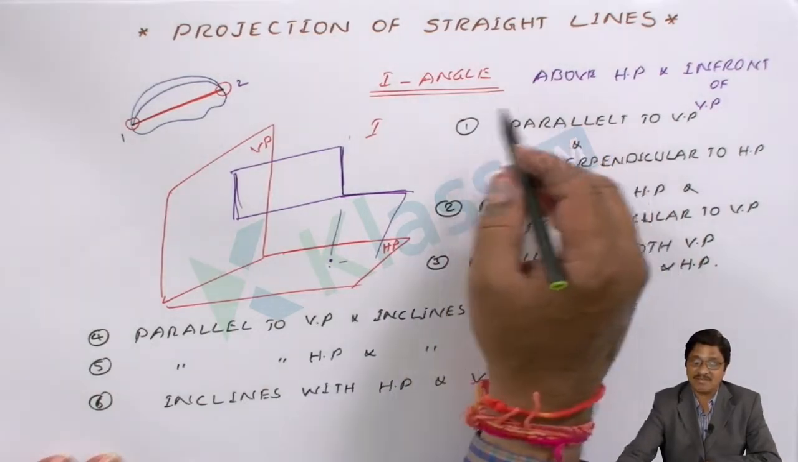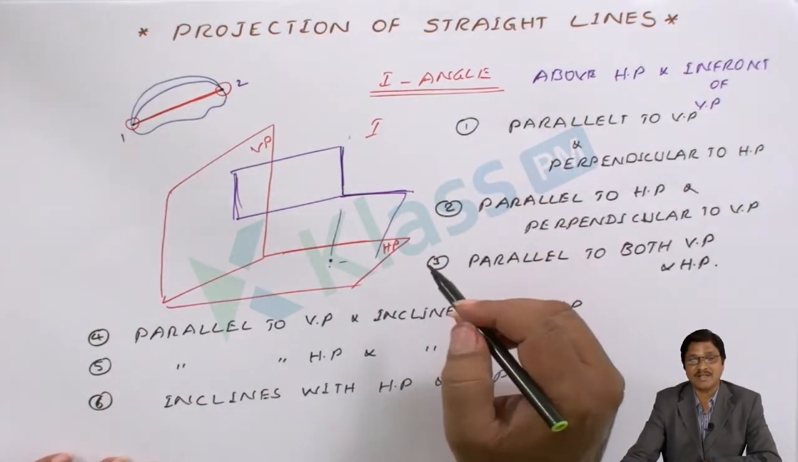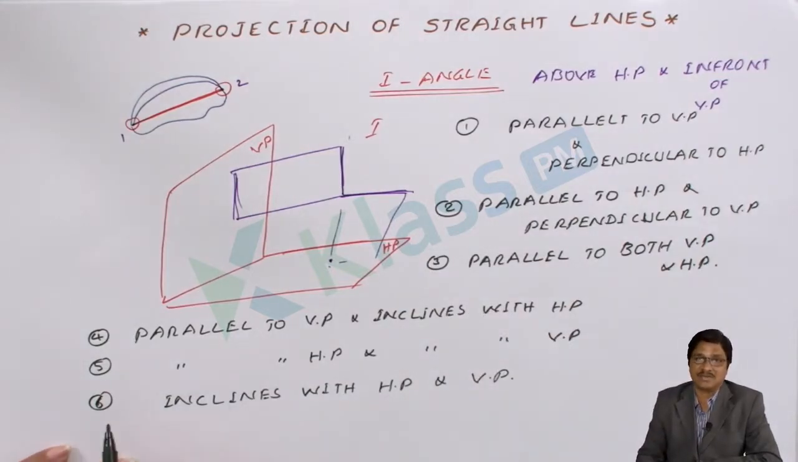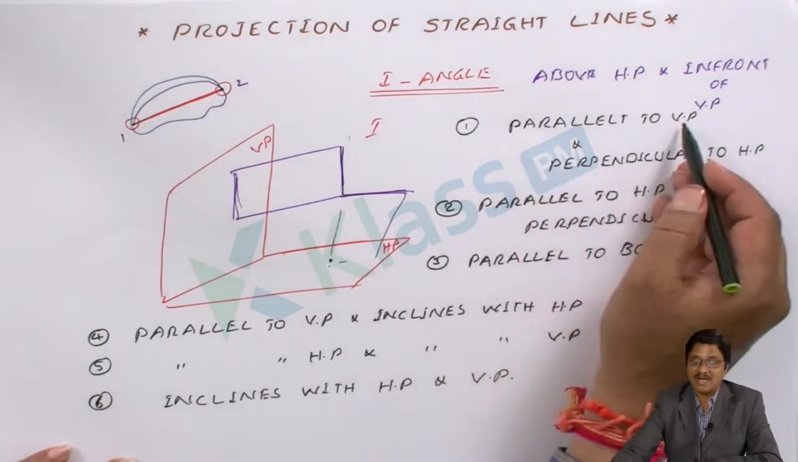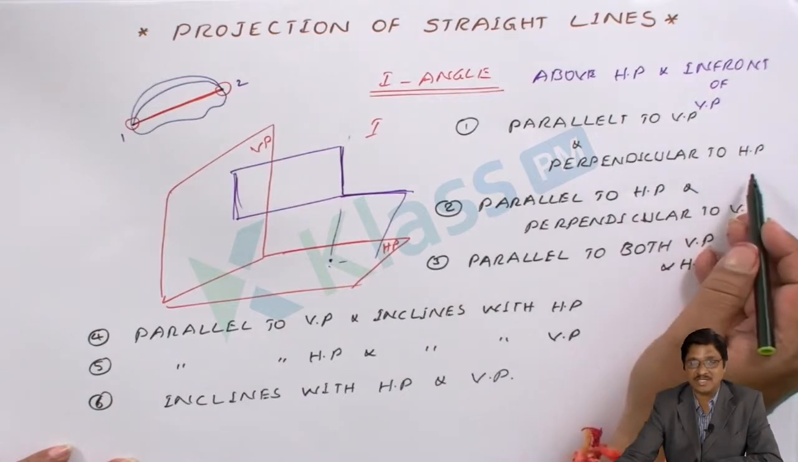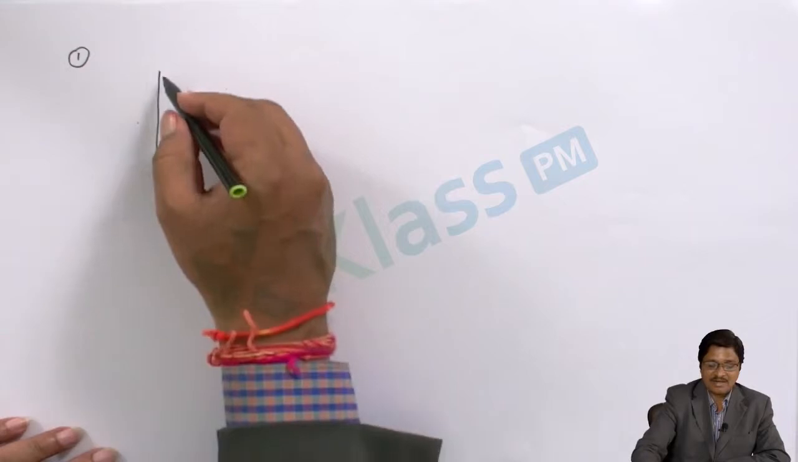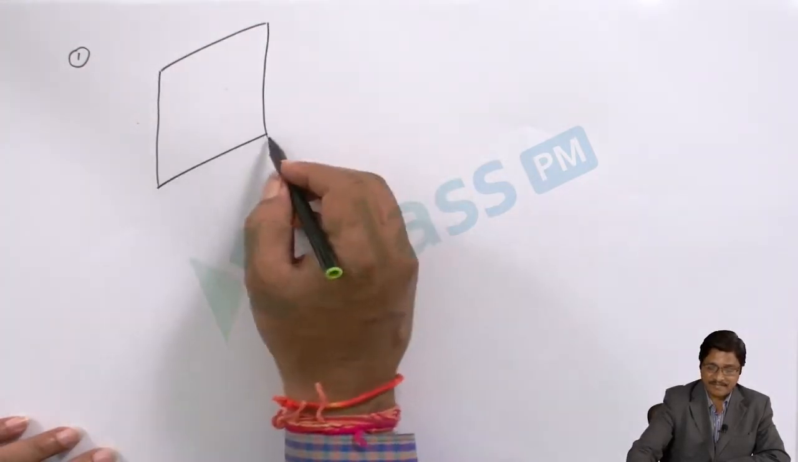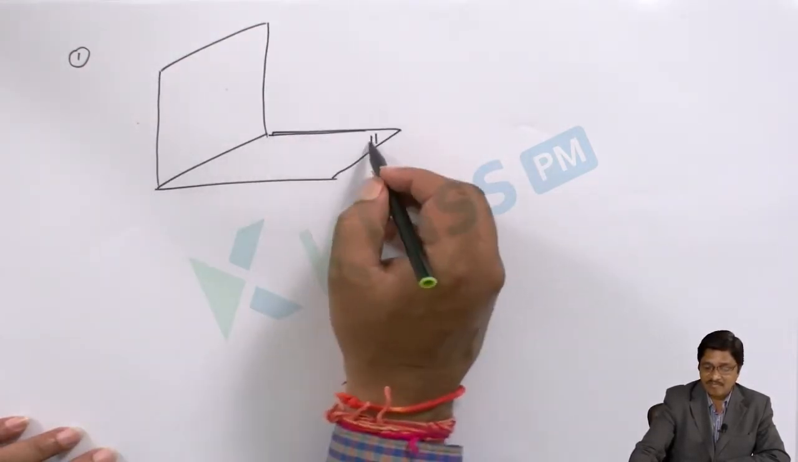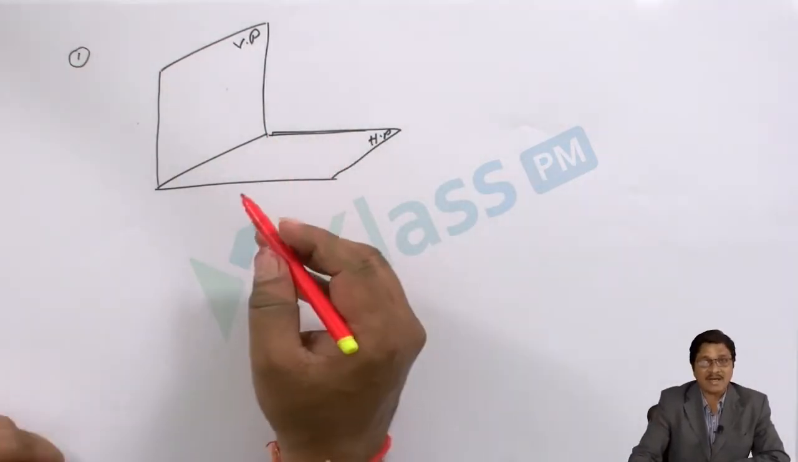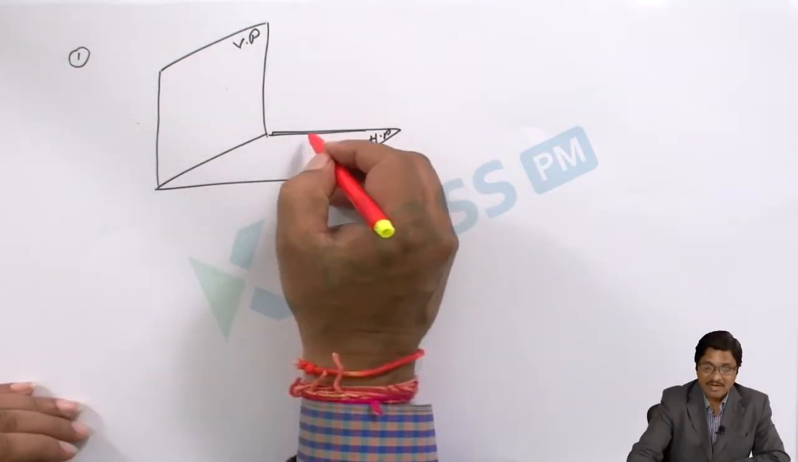The line may be the same, the coordinates may be the same, but you get different solutions as per the line orientation with respect to the coordinates. So the possibility: parallel to the VP, perpendicular to the HP. What is the first position we are saying? It should be taken as a plane of reference. Now we are keeping the line such that it is parallel to the VP and perpendicular to the HP, like this one.